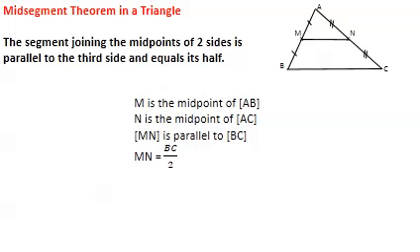I'm going to repeat. If you have a triangle, you construct the first midpoint and the second midpoint, and you join them with a line. This line is going to be parallel to the base BC and equal to its half.